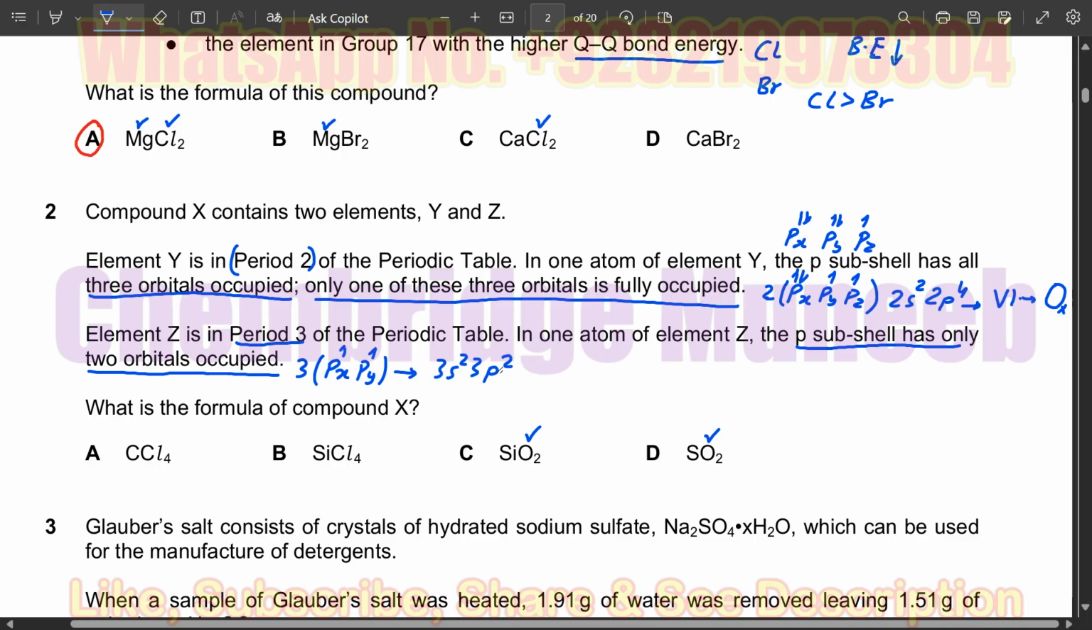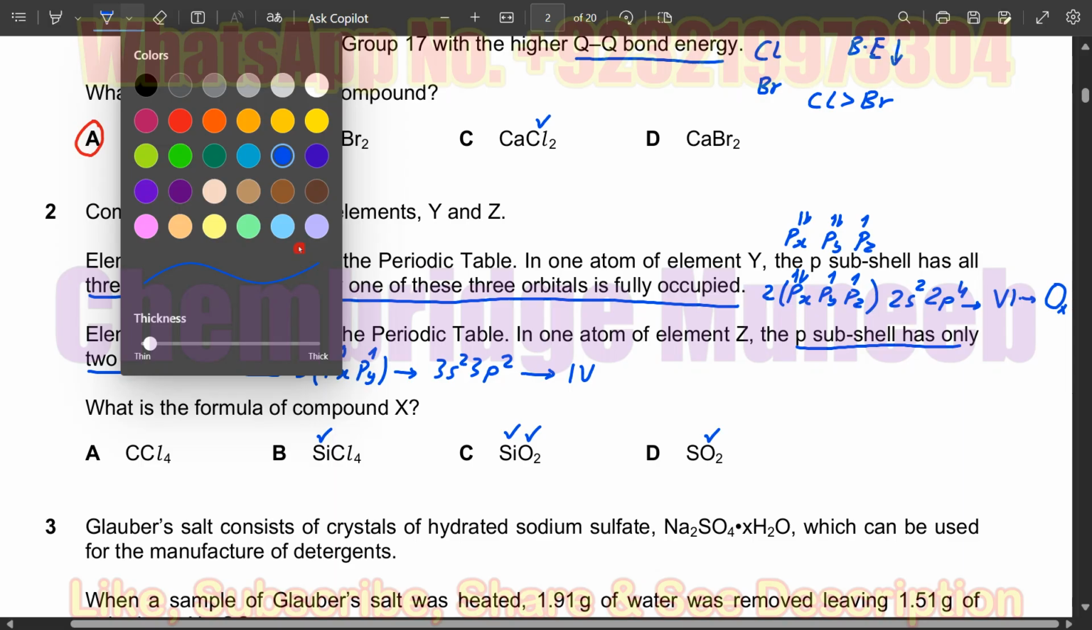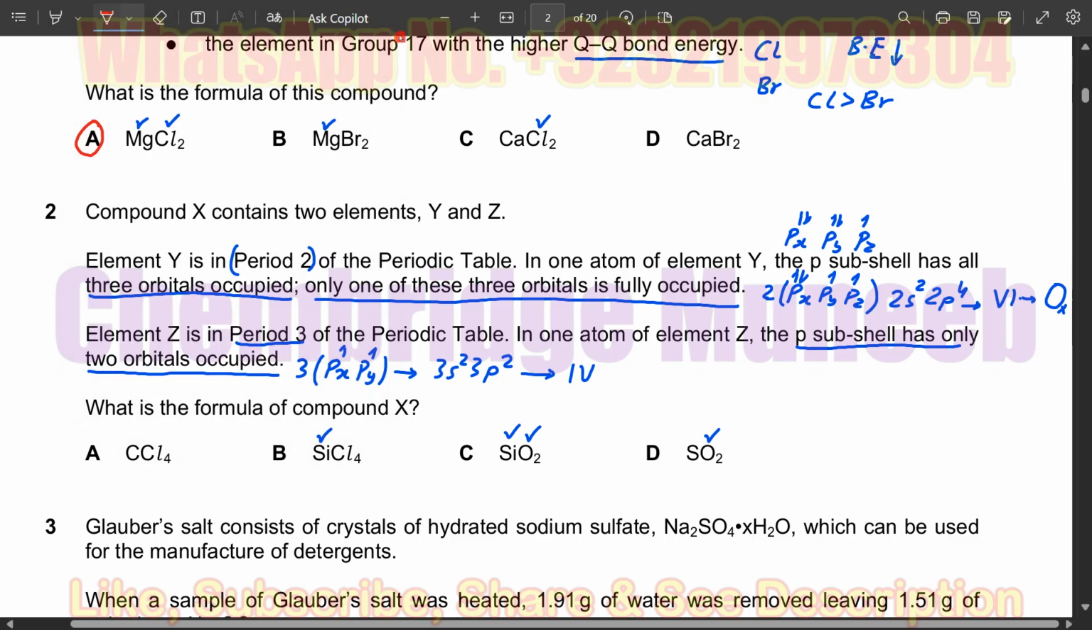which means the electronic configuration should become 3s2, 3p2. Now this is the last shell, and the group number is clearly seen. It is group number 4. So an element of period 3 and group number 4 can only be silicon. Silicon is here and silicon is here. So the double ticks come on the compound of option C. So option C is the right answer.